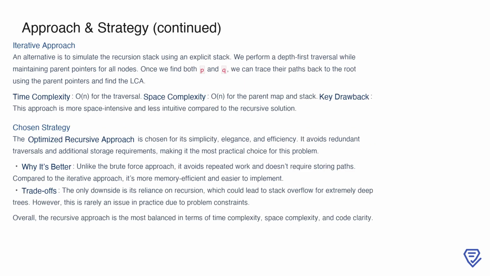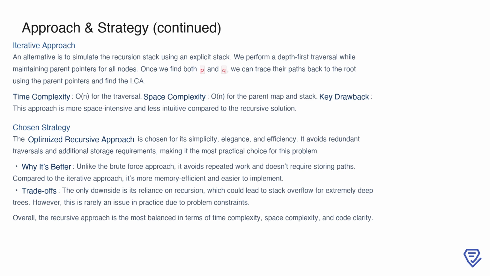Now, an alternative to recursion is the iterative approach, which simulates the recursion stack using an explicit stack. In this method, we perform a depth-first traversal while maintaining a map of parent pointers for all nodes. Once we locate both P and Q, we can trace their paths back to the root using these parent pointers and identify the lowest common ancestor. While this approach has the same time complexity of O(n) for the traversal, its space complexity is higher at O(n) due to the additional memory required for the parent map and stack. Furthermore, it's less intuitive compared to the recursive method, as it involves additional bookkeeping.